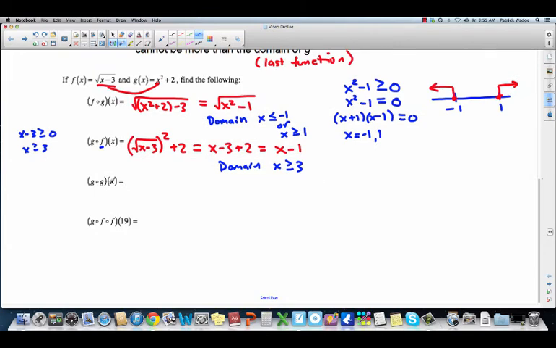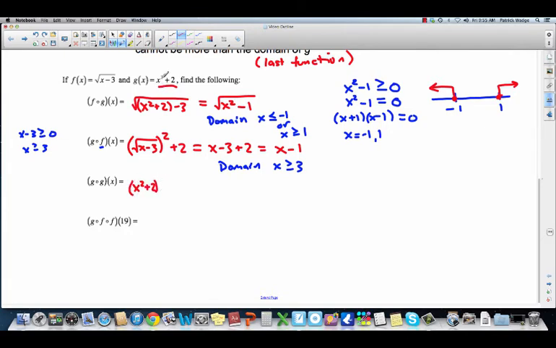Okay, g of g of x. What does that mean? Let me clean this up a bit. That means you are going to take the g function and plug it into wherever you see x in the g function. Gets a little confusing here. So you're going to take this amount, the x squared plus 2, and plug it into the same function wherever you see x. A little confusing, but let's do it. So I see x squared, but I'm not going to write x. I'm going to write x squared plus 2.